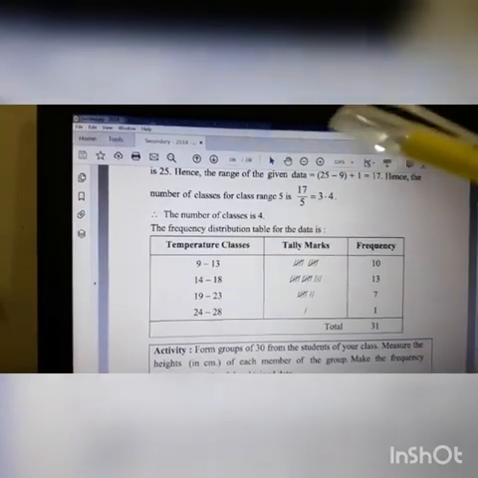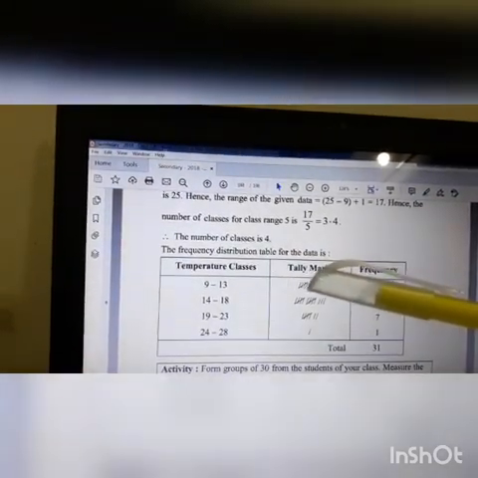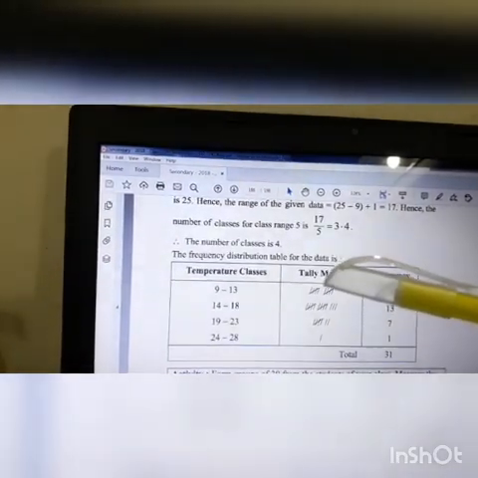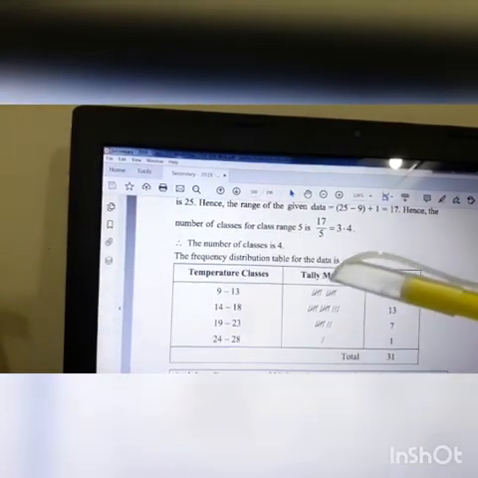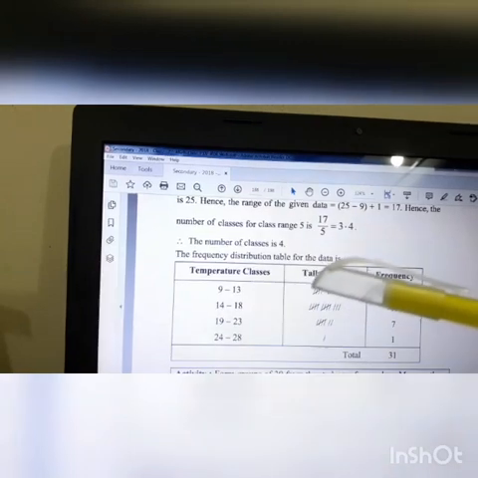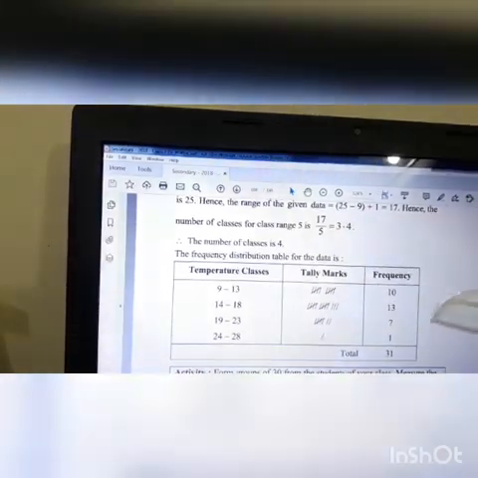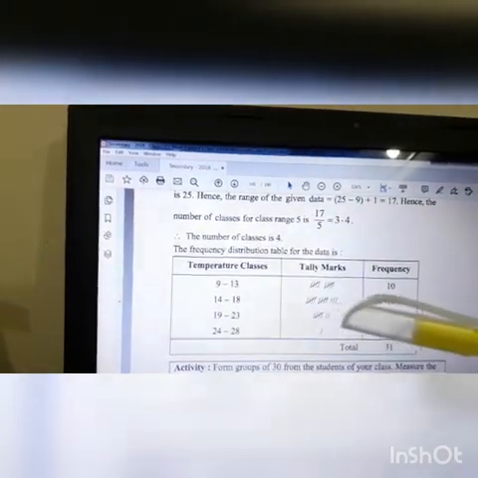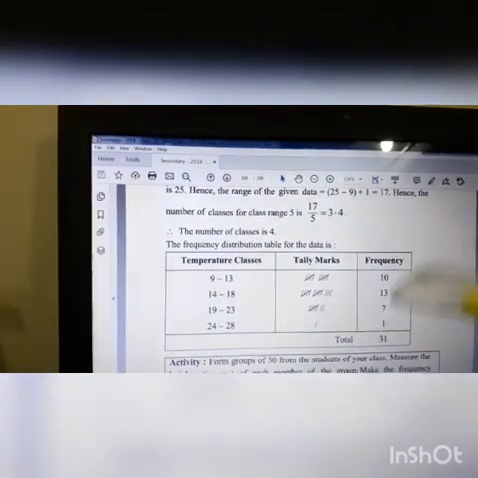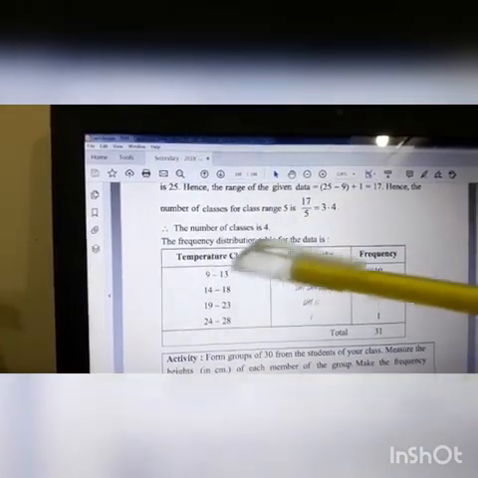Now if we follow the given data, between 9 to 13 we get 10 values. For tally marks, after 4 we write the fifth stroke across, so that frequencies are counted in fives. So 5 and 5, this is 10. Against the second class this is 13, the third class this is 7, and against the fourth class we get 1, and the sum of the frequencies is 31. So we have completed a frequency distribution table, and this is the system to construct one.